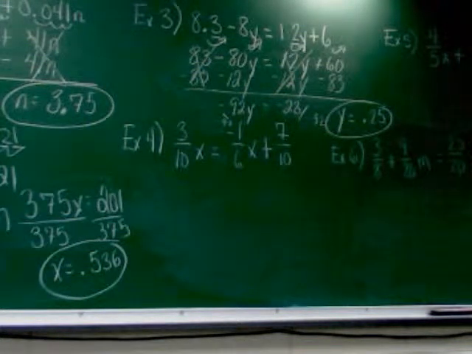3/10 x equals negative 1/6 x plus 7/10. Okay, so my denominators, the bottom numbers, are 10 and 6. If I list multiples, the 10 list goes 10, 20, 30. The 6 list goes 6, 12, 18, 24, 30. So the least common denominator is going to be that 30.